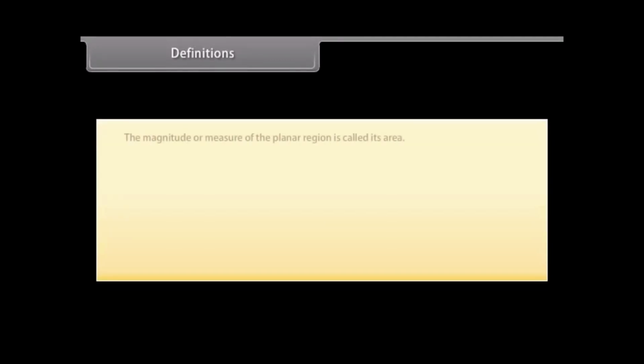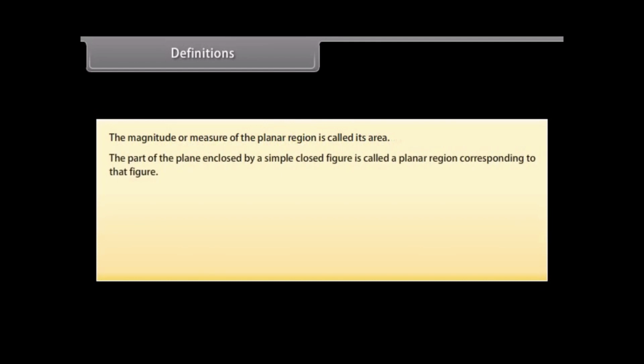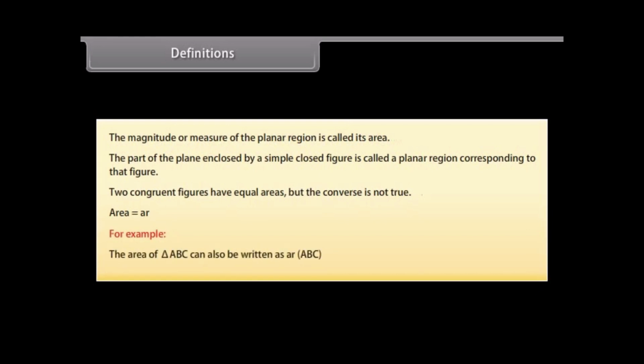Definitions. Students, the magnitude or measure of the planar region is called its area. And do you know what a planar region is? The part of the plane enclosed by a simple closed figure is called a planar region corresponding to that figure. Two congruent figures have equal areas, but the converse is not true. The area of a figure can also be denoted by AR.